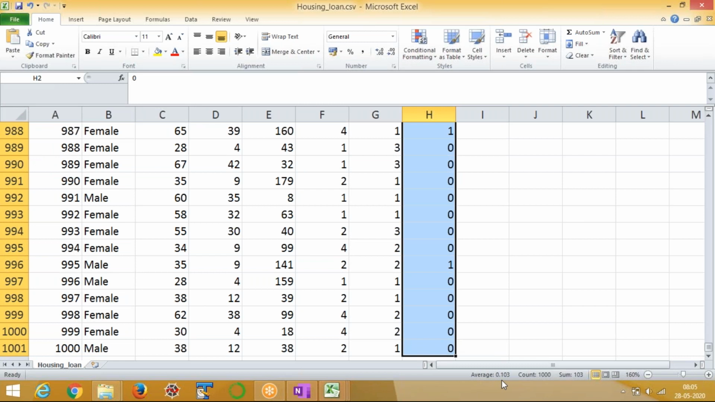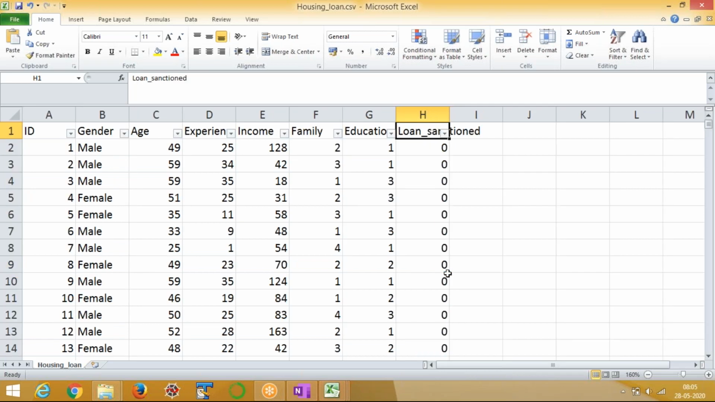Look at the right side of my Excel sheet. The average is 0.103. That means out of 1,000 people, 10% got the home loan sanctioned. But average is not the proper word here. You can say the number of people, how many people got sanctioned. That is meaningful, but you cannot say the average in this case. So it depends on the variable and how it is received by you. You need to act accordingly.